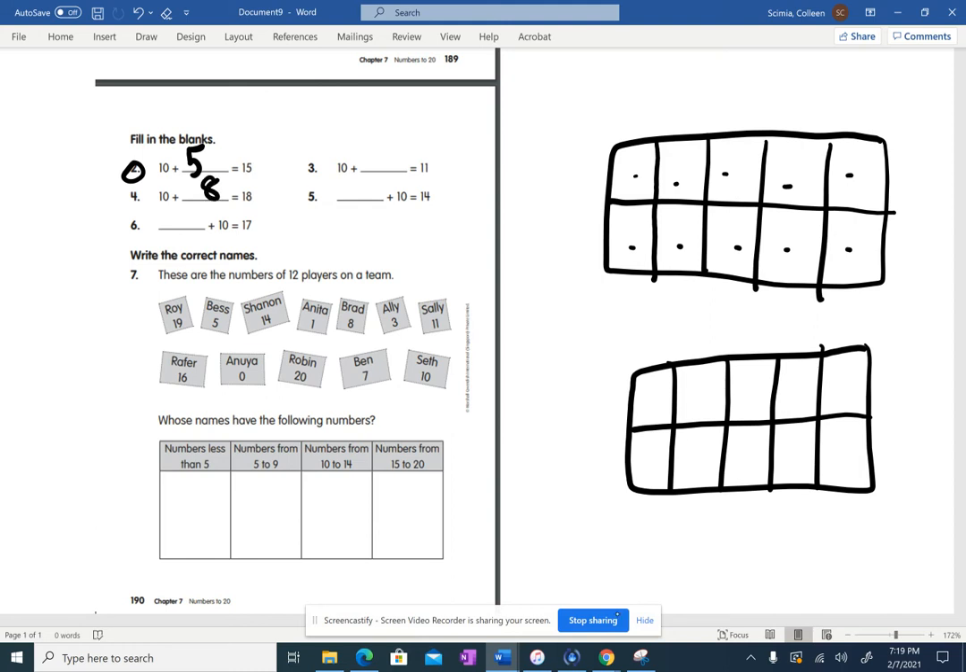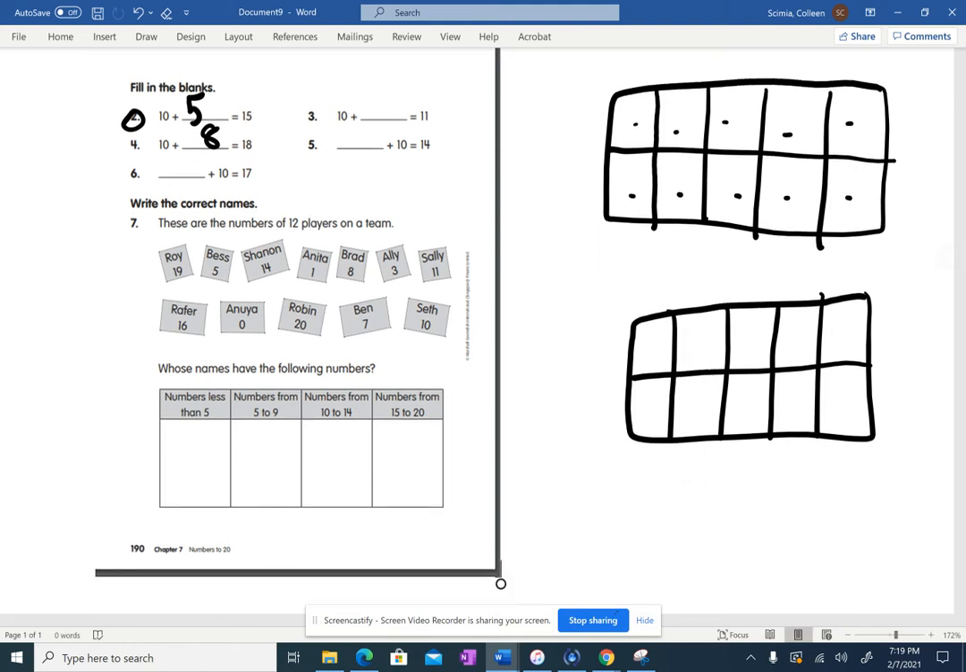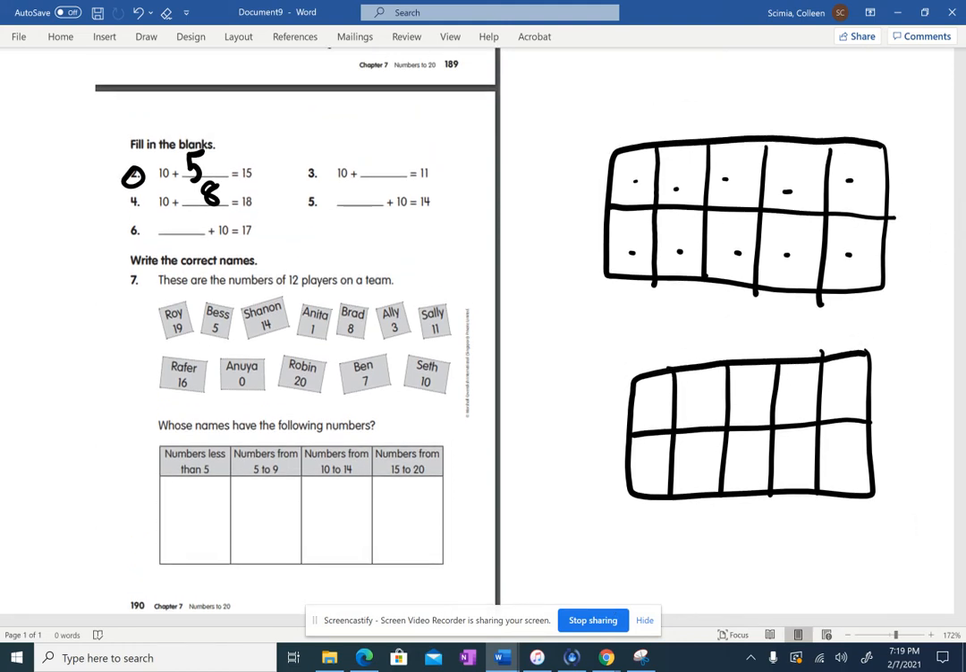Blank plus 10 equals 17. So if you have 10, how many more to get to 17? So a row of 5 and 2 more would make 7. If you have 10, how many to get to 11? So how many more would you need? That would be 1 more. And number 5, blank plus 10 equals 14. So if you have 10, how many more would you need to get to 14?